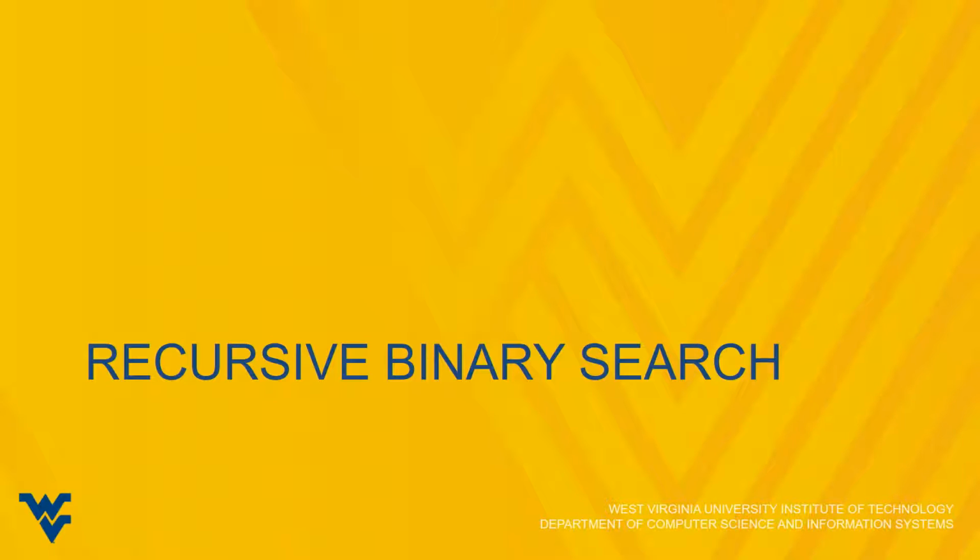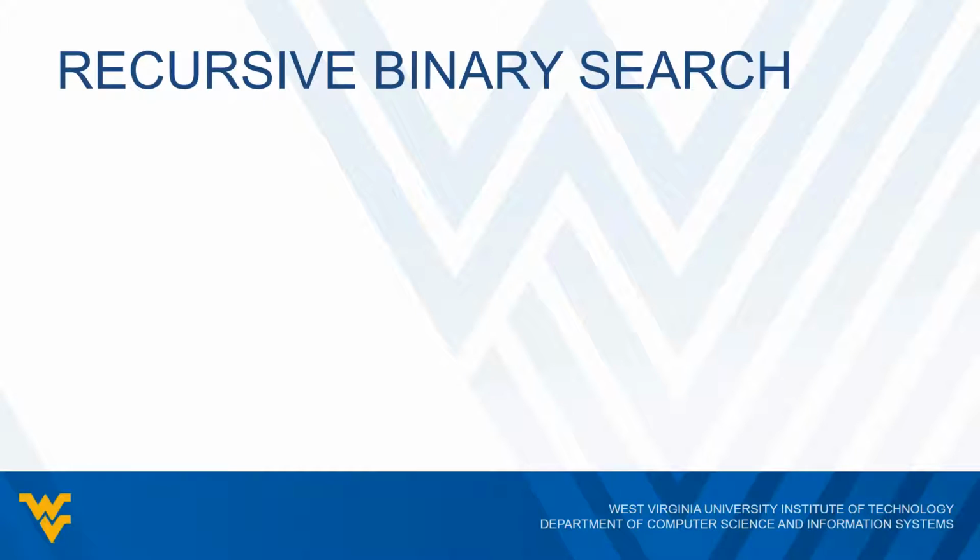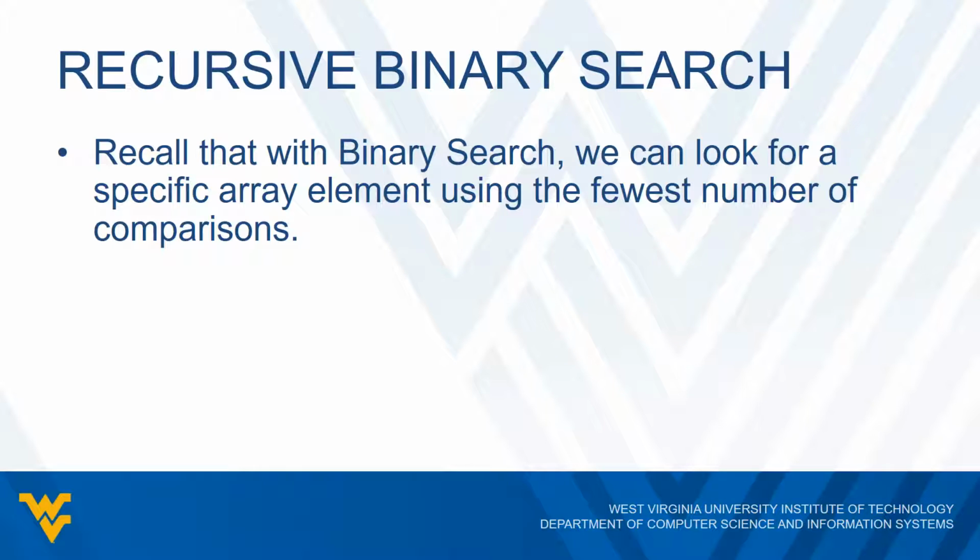The next problem we're going to take a look at is binary search. And specifically, we're going to show how we can do a recursive version of binary search. So in case you don't remember binary search, what we can do is look for a specific array element using the fewest number of comparisons.